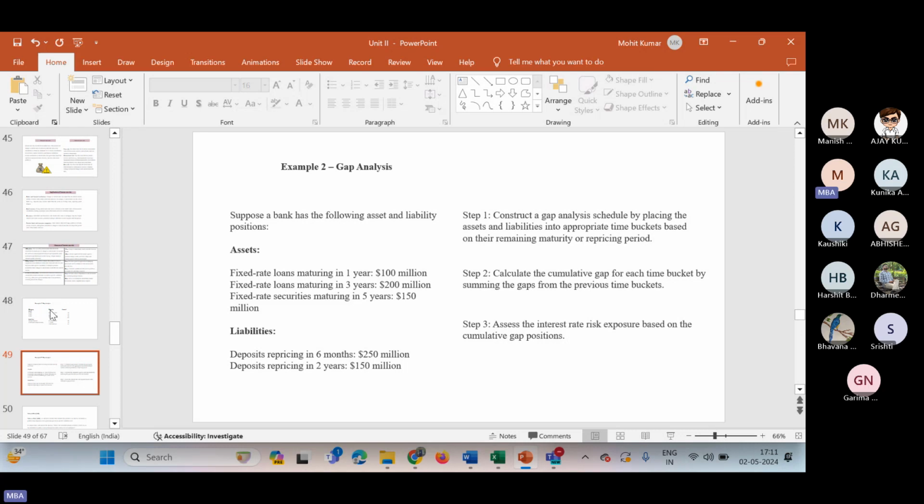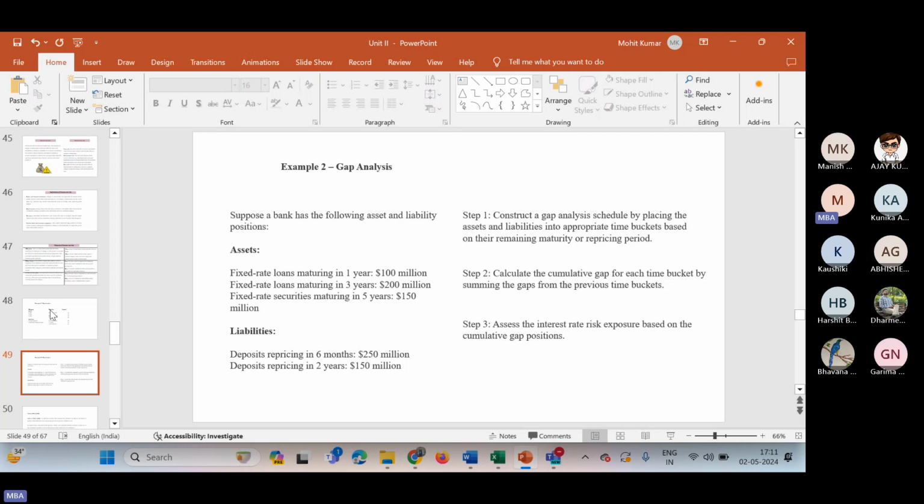So there are certain steps to do gap analysis. You have to remember these steps. If they come into your exam, you can take a screenshot right now. That's how you will go ahead with measuring these assets and liabilities and doing this gap analysis. So first step is you have to schedule these assets and liabilities in appropriate time buckets, based on the time frame, like 1 to 2 years, 2 to 5 years, 5 to 10 years, and keep them in that sequence.